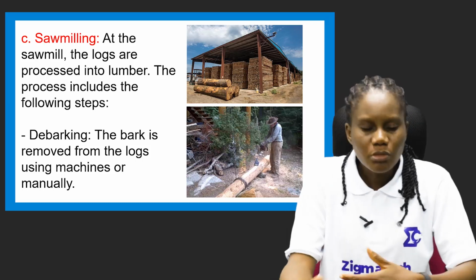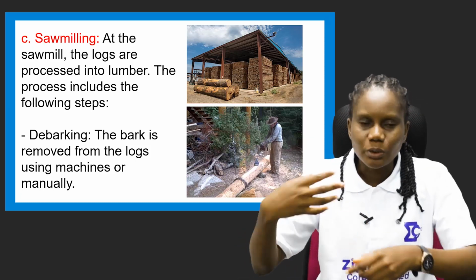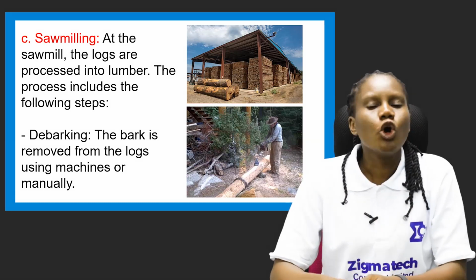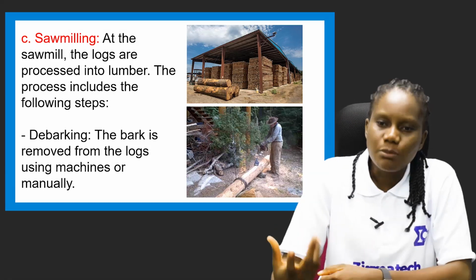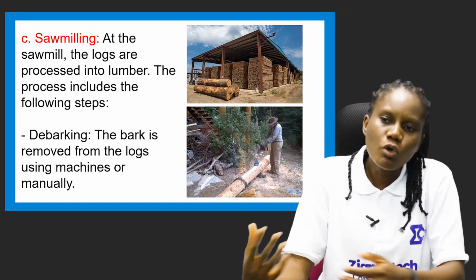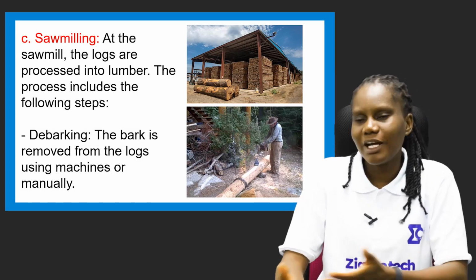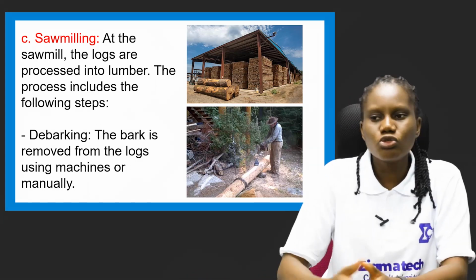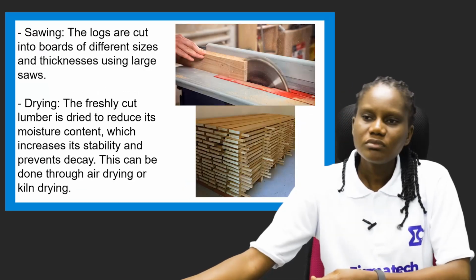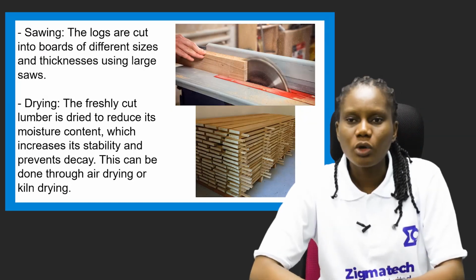Number one is debarking. You remove the bark of the logs that you took to the sawmill. So you can either do that manually, or you use a machine to debark those trees. That is, remove the bark of the tree. It's not going to be part of what you're going to use. So you debark them, you remove the bark from the trees.